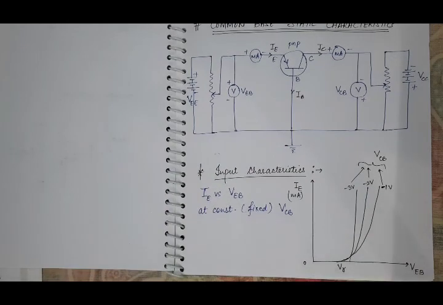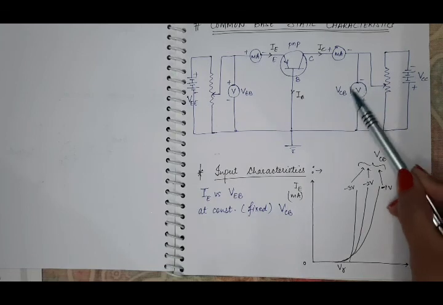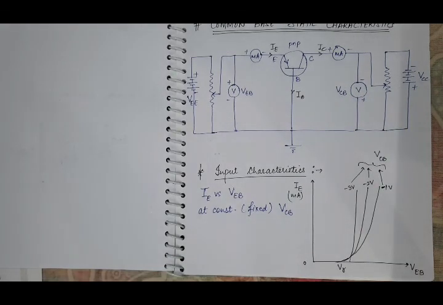So plot the graph between emitter current, the input current, and input voltage by taking input current along the y-axis and input voltage along the x-axis at different constant values of output voltage. Means, suppose initially the value of output voltage is -1 volt. And why are we taking this VCB negative? Because this VCB is a reverse bias voltage. That is why we are taking it negative.